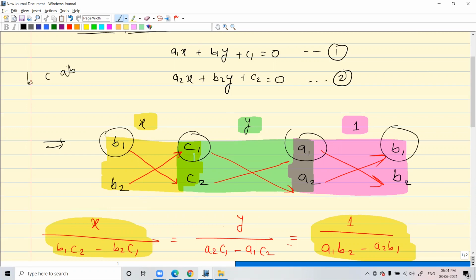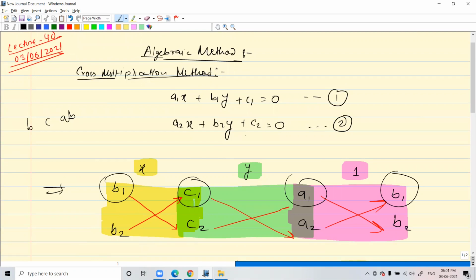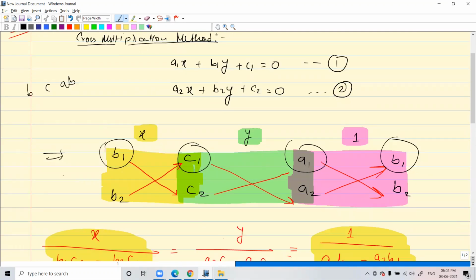B, C, A, B. For those who want to follow the pattern, let's say we start in the middle over here: you write B1, C1, and then since it is the end, you go back to A1 and then to B1. B, C, A, B. That's the order. And the upper row is B1, C1, A1, B1, and the lower one will be B2, C2, A2, B2. So everyone is clear up to this step?